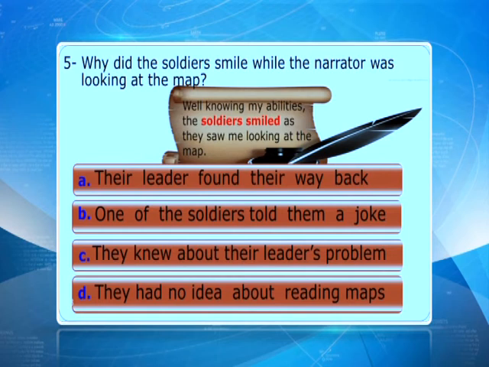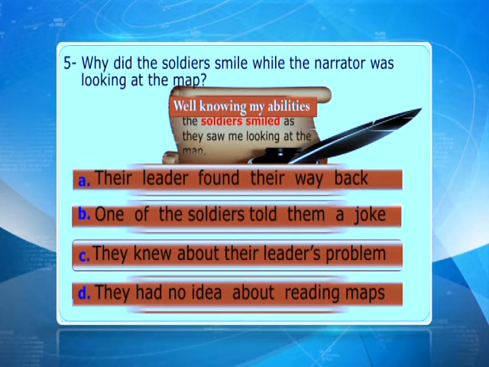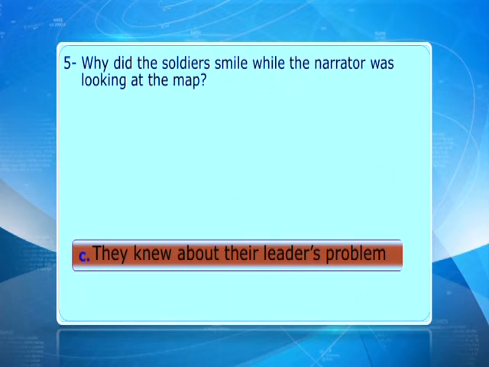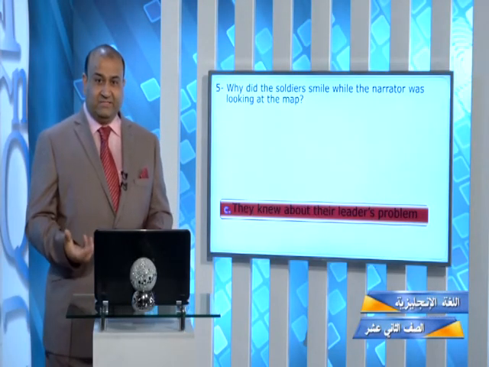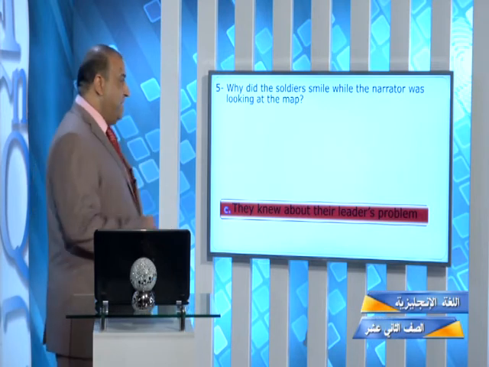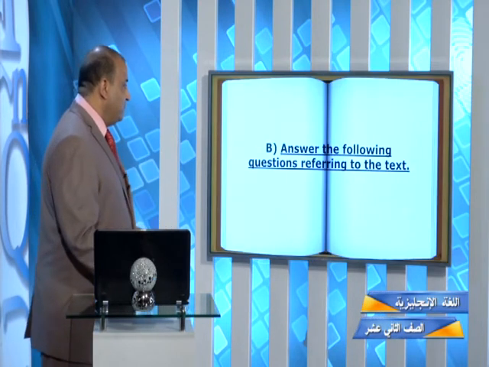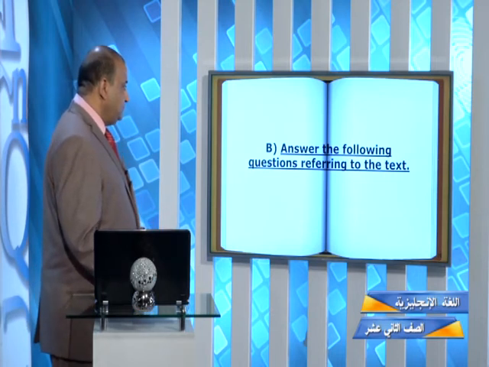The final question in the multiple choice questions is, why did the soldier smile while the narrator was looking at the map? It's written here, "Well, knowing my abilities," which is extremely important here, the soldiers smiled as they saw me looking at the map. So this adverbial phrase is extremely important, "knowing my abilities." So the soldiers know everything about their leader. So the answer is what? Very good. They knew about their leader's problem. The problem is that he does not know how to decipher, to understand, and to find his way using a map.